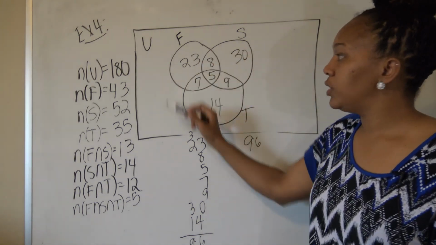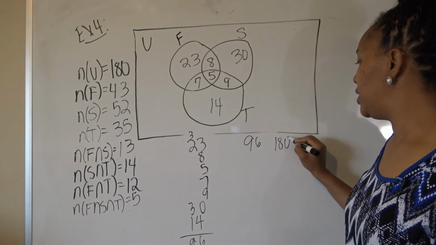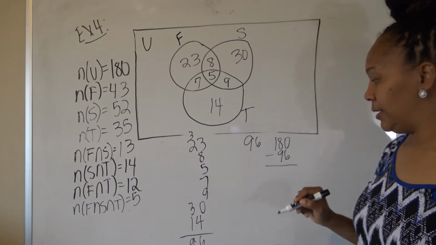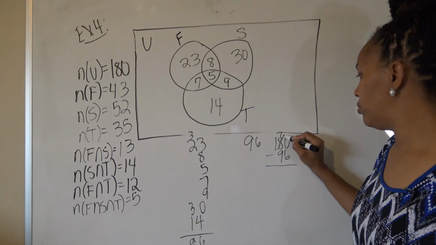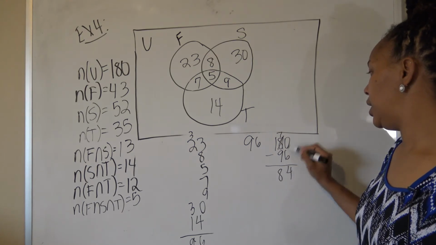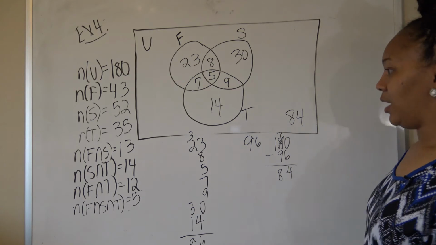There should be 180 elements total. So to figure out what goes on this outside region, I need to do 180 minus 96. So 10 minus 6 is 4. 17 minus 9 is 8. So there should be 84 elements in this outside region.